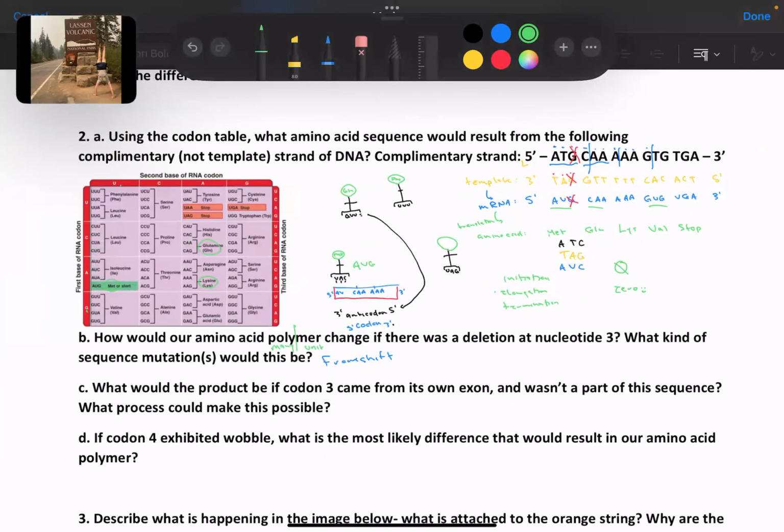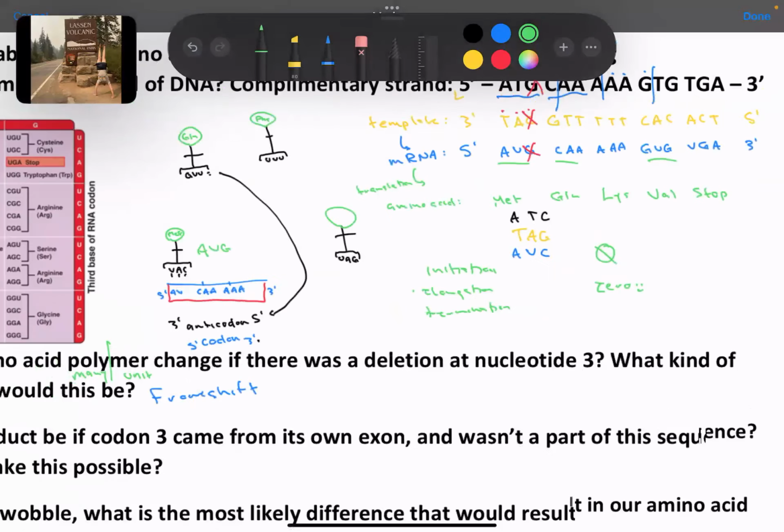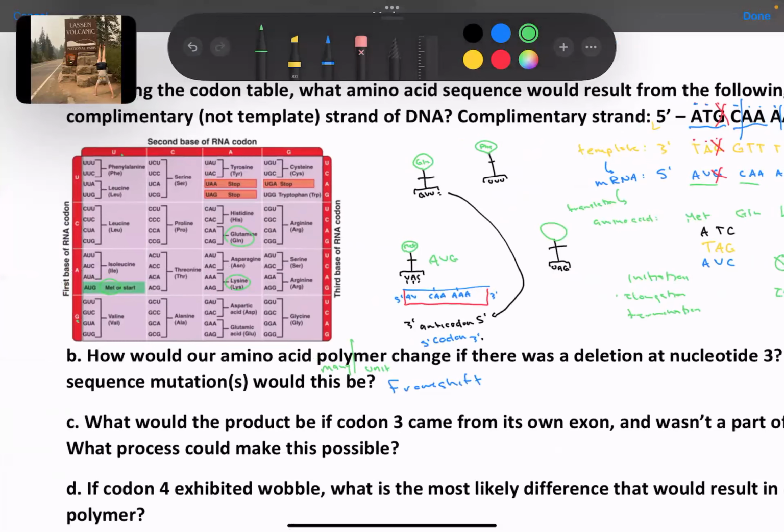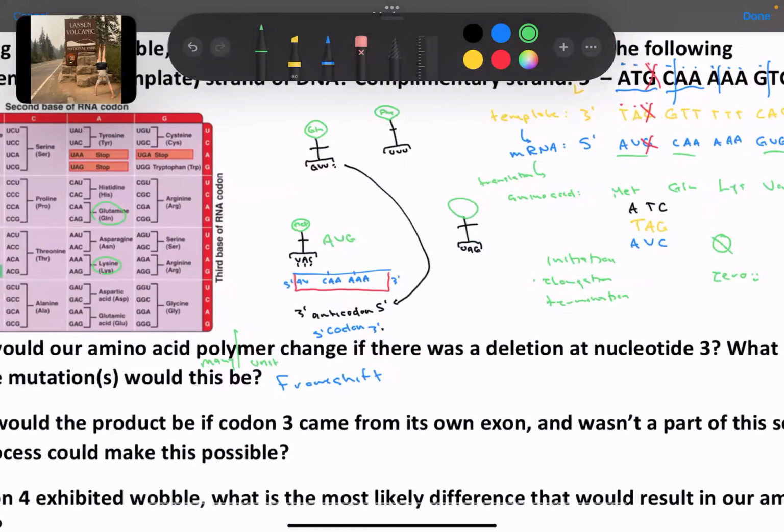So this is a special kind of mutation called a nonsense. Wait, is that right? Hold on, let me think about it. I think that's right. A nonsense mutation is either when you don't have a start codon or you don't have a stop codon. I'm pretty sure it's a nonsense mutation.